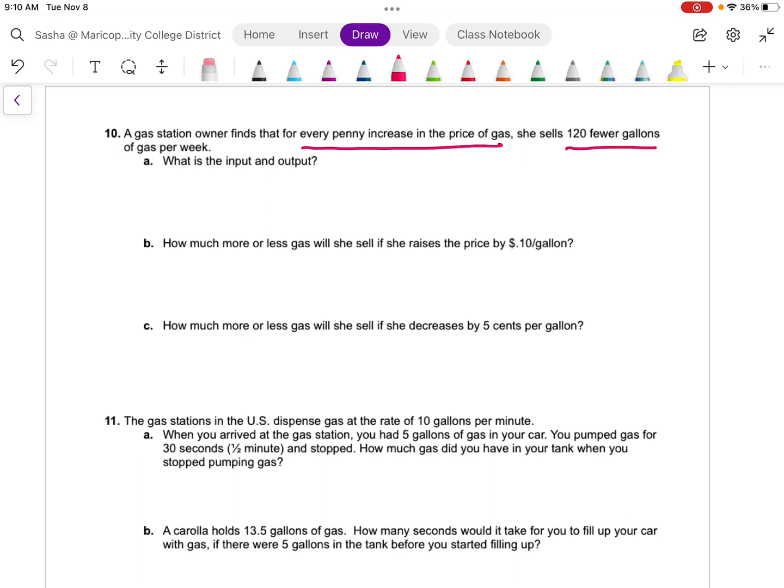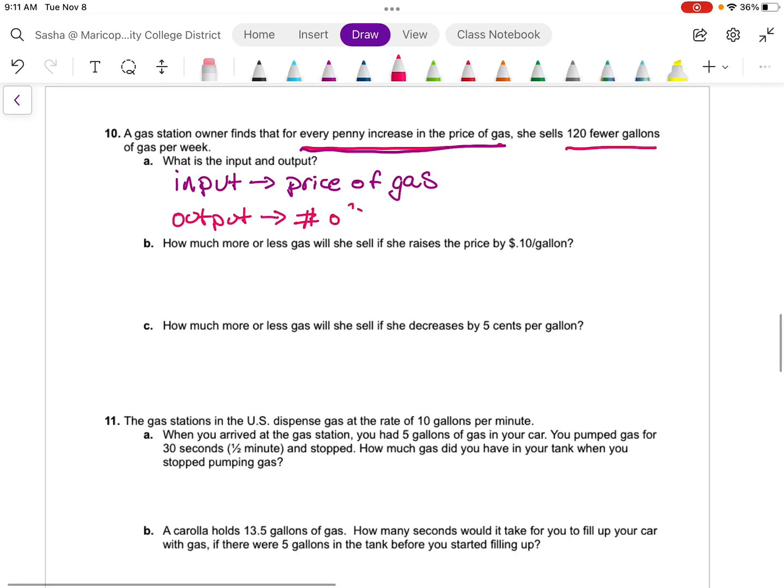So in this case, the price of gas becomes our input. I'm going to change that color to purple and say, okay, the input is the price of gas, and the output is then the number of gallons of gas sold per week.